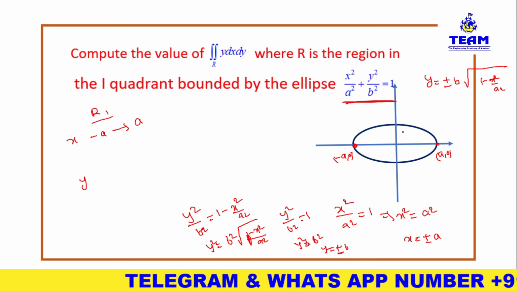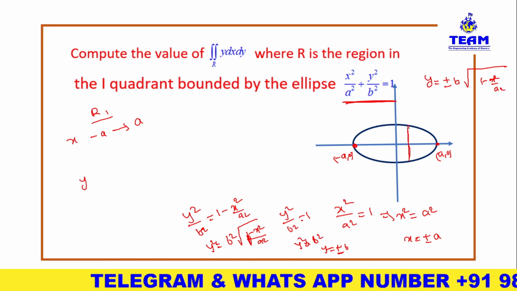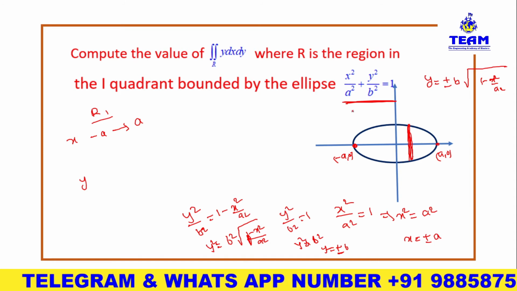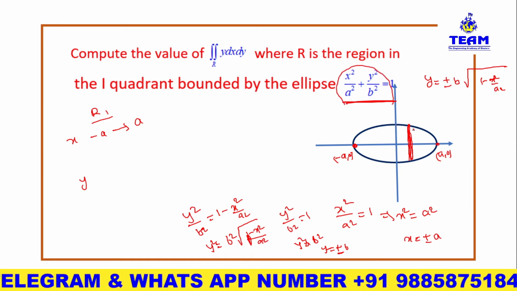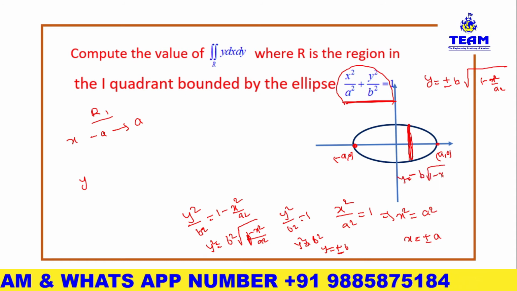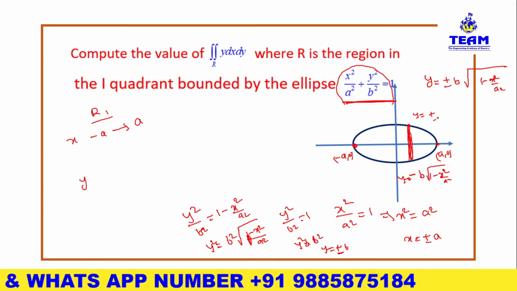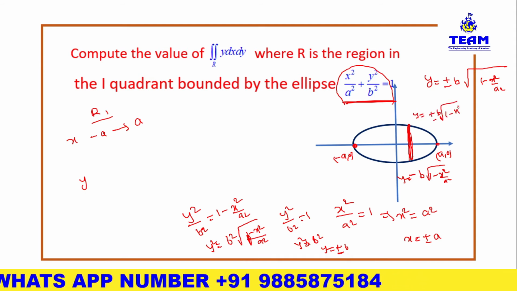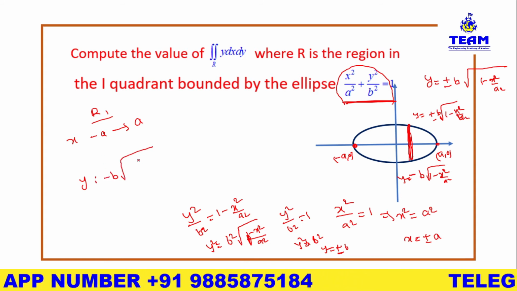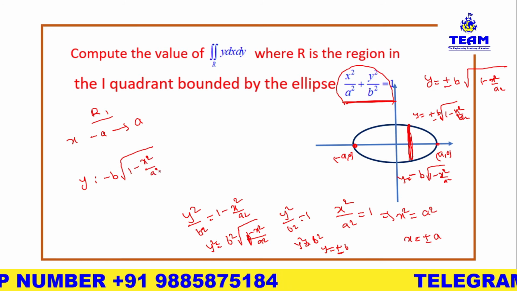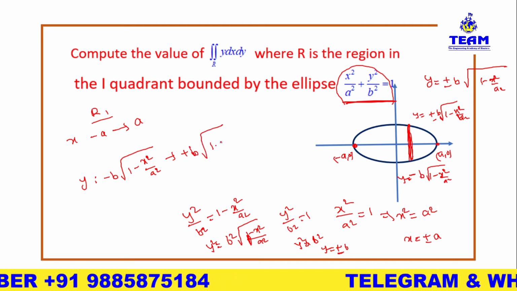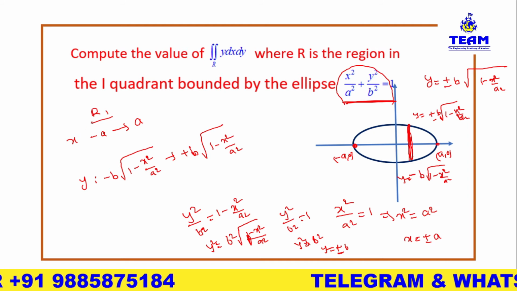So how can I get the y limits? Draw the strip which is parallel to the y axis. If you draw this strip, it touches the ellipse on the downside, and upwards also the ellipse only. So in this case, what is the y value on the ellipse? y is equal to plus b into root of 1 minus x square by a square. So y is moving from minus b into root of 1 minus x square by a square to plus b into root of 1 minus x square by a square. So this is region 1.